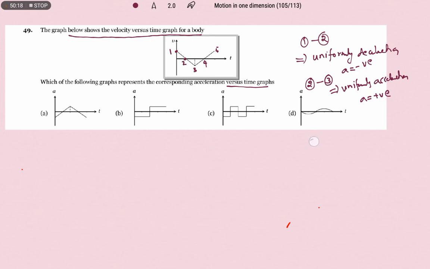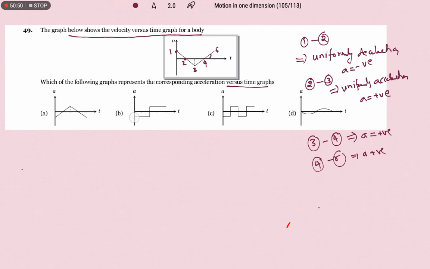Next 3 to 4. What happens from 3 to 4? It will be the same. From 3 to 4, A is constant, and 4 to 5 also A is increasing only. Okay, so let us see. So this one will be our graph.